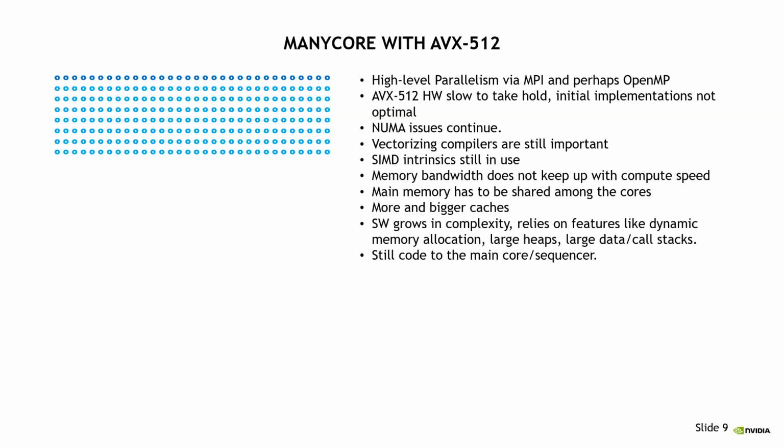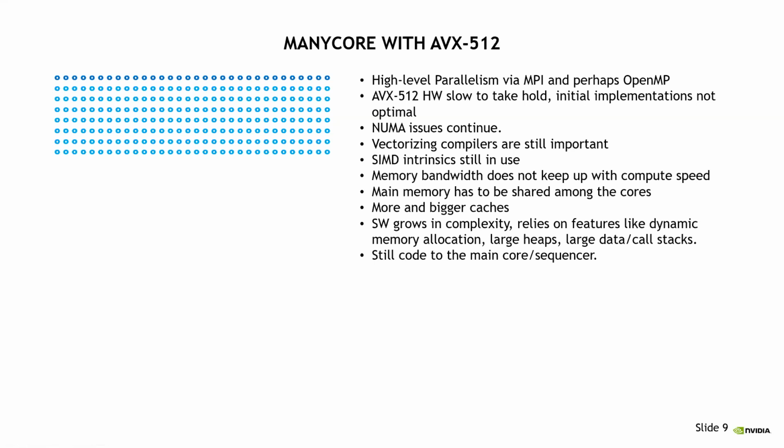More and bigger caches. Software still grows in complexity, with features like dynamic memory allocation, larger heaps, large call data stacks. At one point, you still code to the main core sequencer. So you still kind of code it as a single lane, like the darker blue on top, but they still have a model of large vector loads. So a load that loads 512 bits at a time.